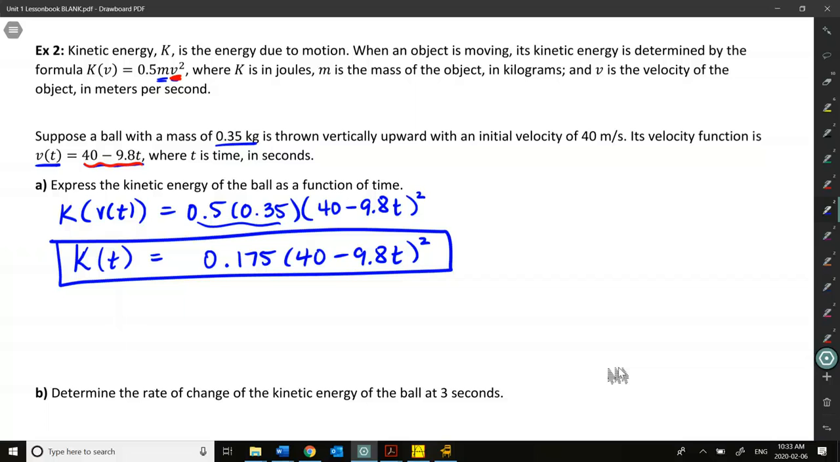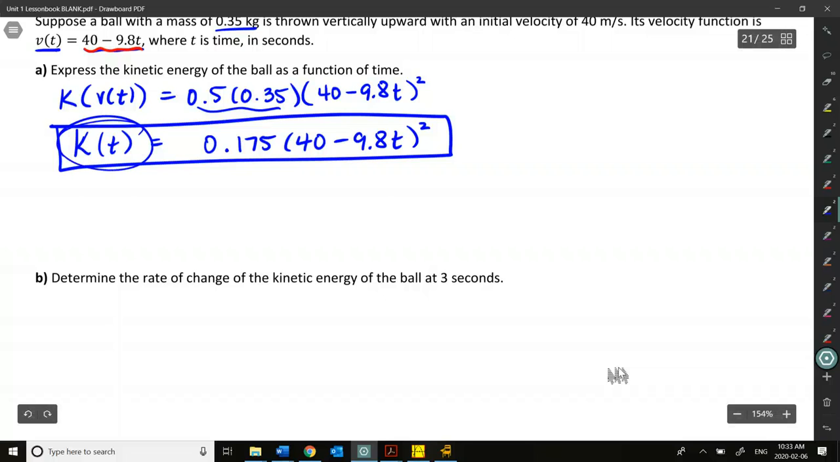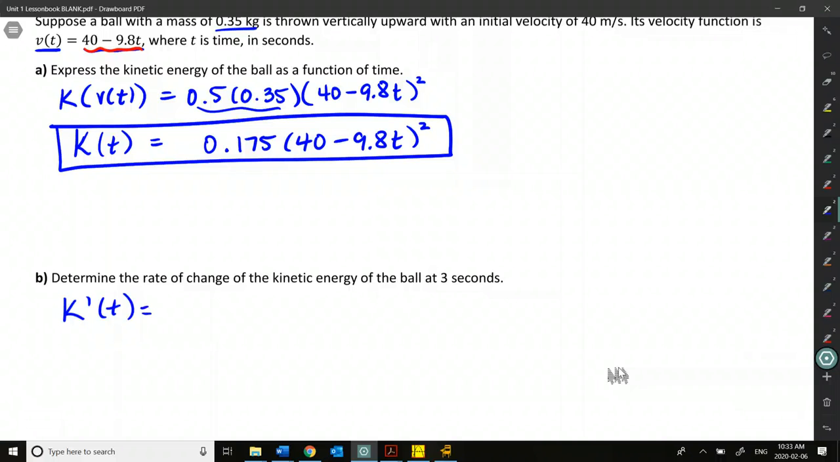Okay, so part B asks us to determine the rate of change of the kinetic energy of the ball at 3 seconds. The only way that I would be able to do that is if I had found this kinetic energy at time t, because I can't find the rate of change at 3 seconds unless I had plugged the velocity function inside there. So we do need that function. We're going to determine k prime at t.